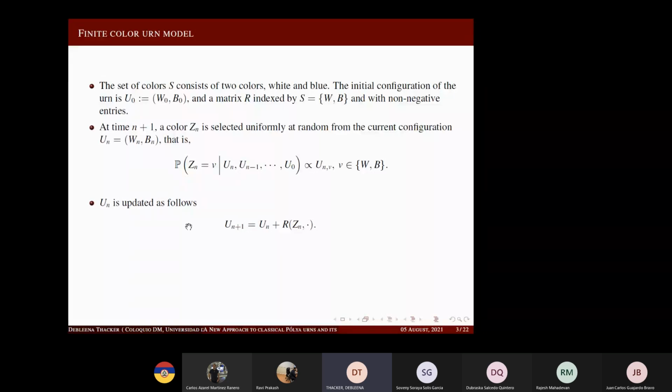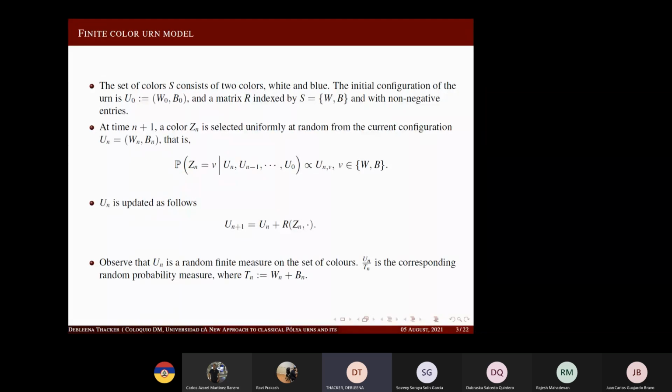And we are updating the current configuration Un to Un plus 1 by adding the row of R that corresponds to Zn. Because in case Zn is white, the color chosen is white, we are going to update by the row corresponding to the white color and so on. So that gives us the complete evolution of the process.